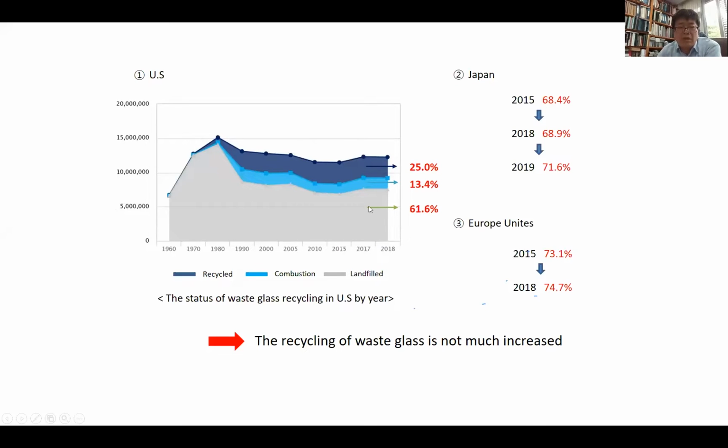So this graph shows some advantages; recycling waste glass gives us good savings of construction material. But in most countries the tendency is a reduced use of waste glass, and the recycling of waste glass has not increased much. This is from the US, Japan, and Europe, where it has even reduced or increased; about 70% recycling percentage has stayed.